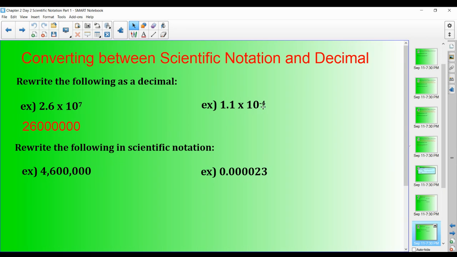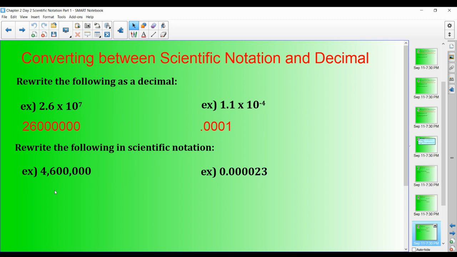Now, if the exponent's negative, we're going to move the decimal place to the left. So a negative exponent means the number is really small. It does not mean that the number itself is negative. So you're going to see the answer. We move the decimal place 4 to the left, and we have to add 3 zeros. And the answer is 0.0001, or 1/10,000th. So a really small number, but it's still positive.